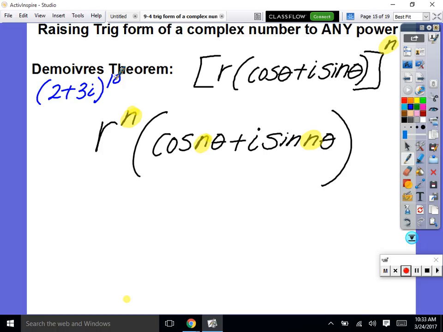What de Moivre's theorem does is it allows you to take a complex number in trig form, raised to any power, and you can do it very quickly. So if you have any complex number in trig form, such as r times cosine theta plus i sine theta raised to the nth power, you can simply simplify it by doing r to the nth power times cosine, the n will come down and multiply to theta, plus i sine of n times theta. So this is raised to the n, but then n is multiplied to theta right here and right here.